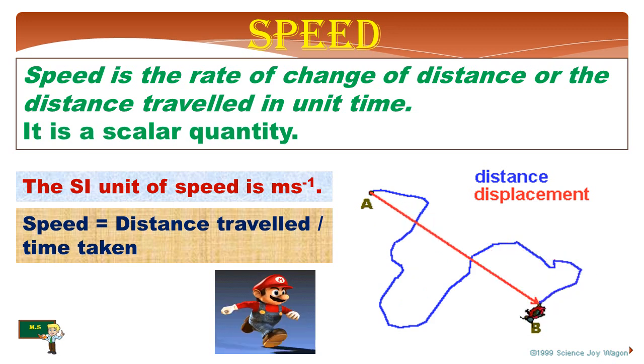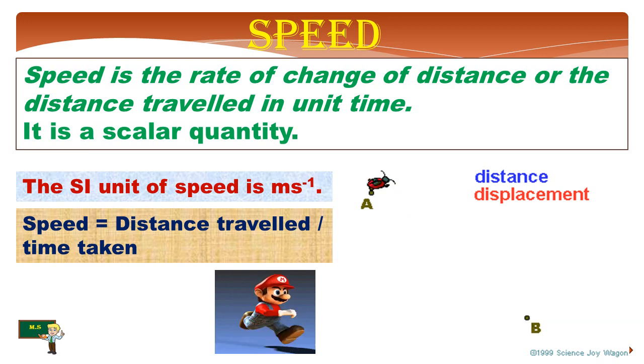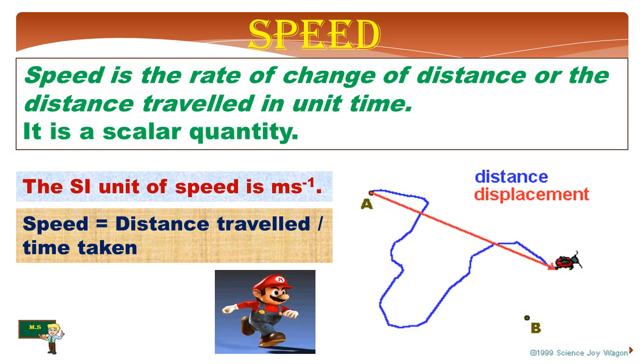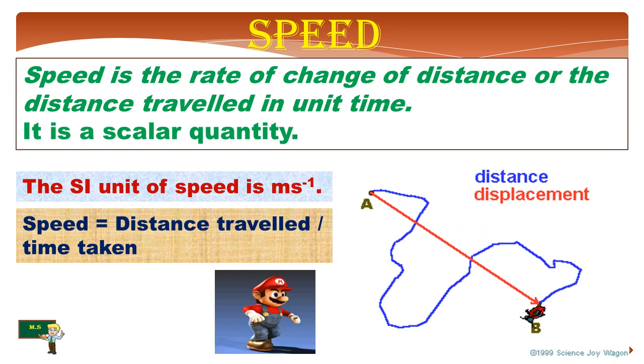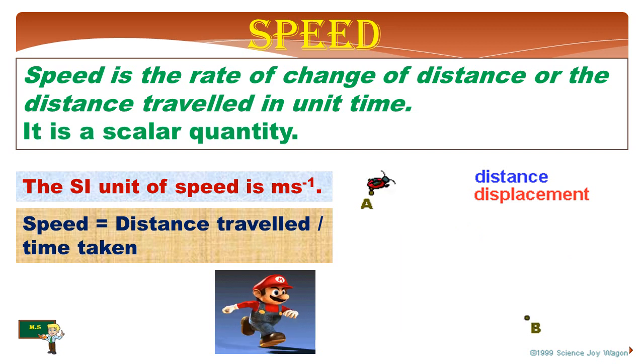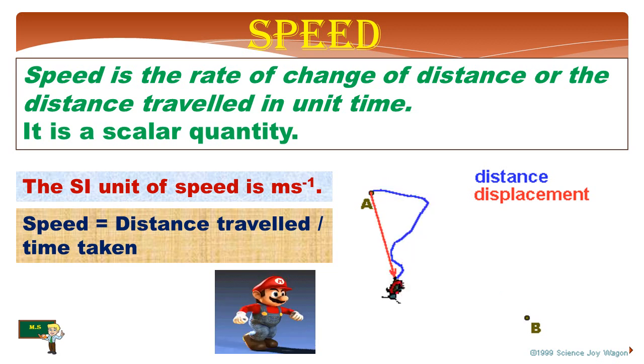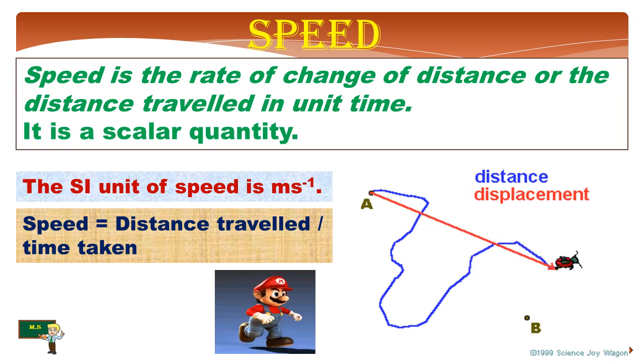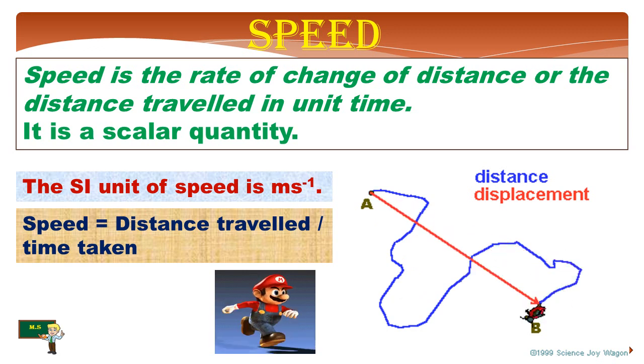Dear students, a fast moving object has a high speed and covers a relatively large distance in a short amount of time, which I taught you already. In contrast to this, a slow moving object has a low speed. It covers a relatively small amount of distance in the same amount of time. An object with no movement at all has zero speed.